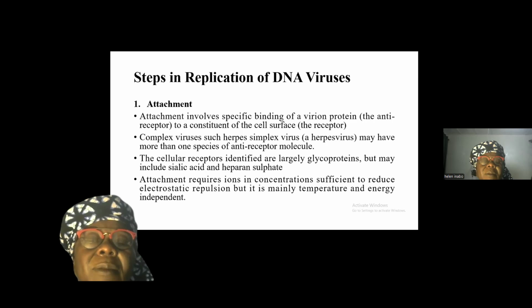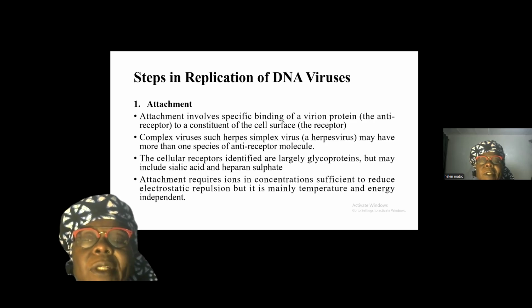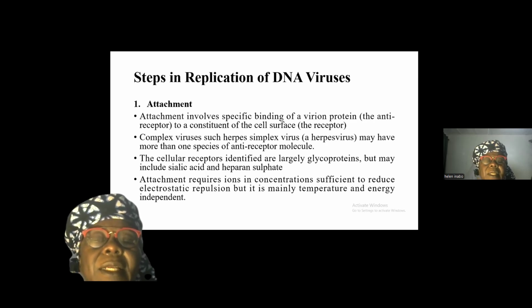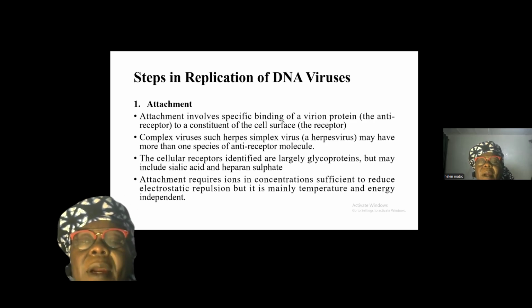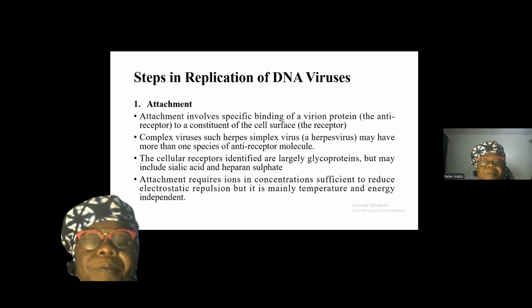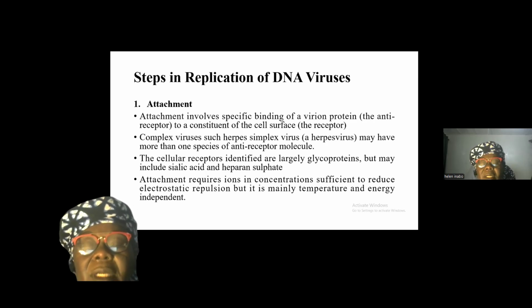The cellular receptors identified are largely or mainly glycoproteins, but may include sialic acid or heparan sulfate. Ions in concentrations sufficient to reduce electrostatic repulsion are required for attachment, but it's mainly temperature and energy dependent.